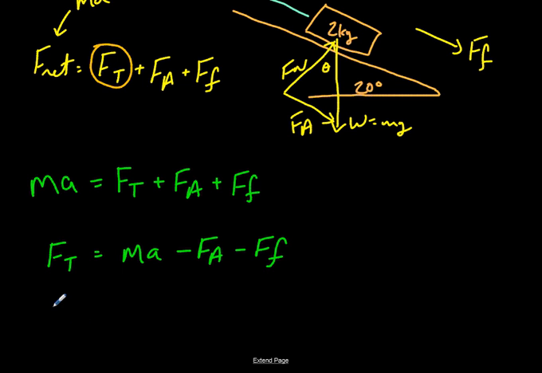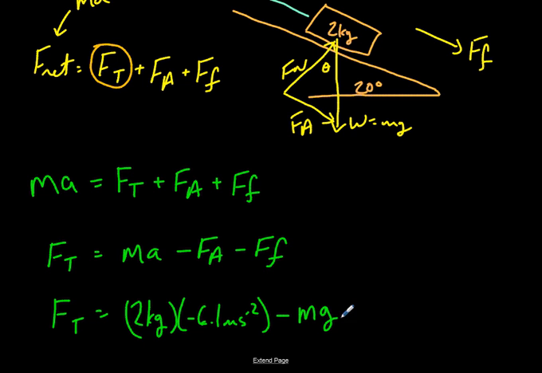All right, so let's see if we can get this to work here. So ma, all right, so we got 2 kilograms there. And we know it's accelerating at negative 6.8. No, not 6.8, 6.1. Right? Minus Fa, which is mg sine 20 degrees minus mg cosine 20 degrees.